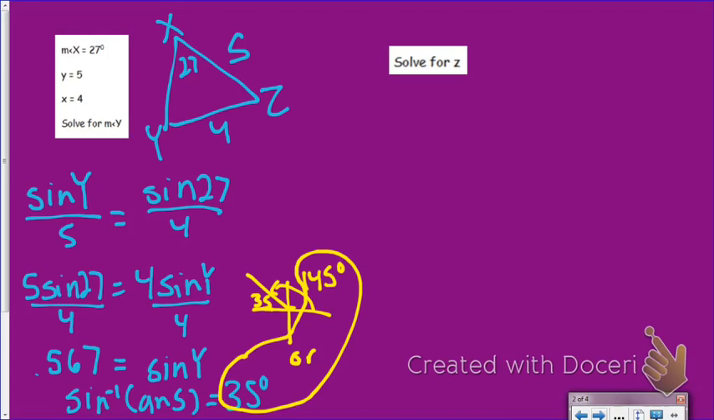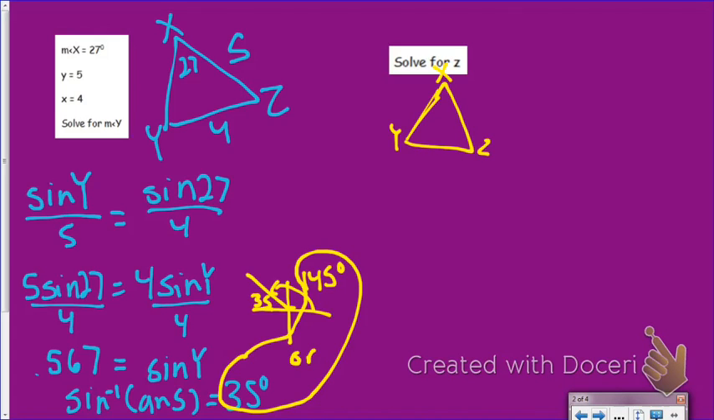So for the next part, I'm going to solve for side z. Now that I know my missing angles, I can actually solve for this. However, the first thing I need to do is draw my triangles, and there are two different triangles I need to draw. The first one I'm going to draw is using my first answer.